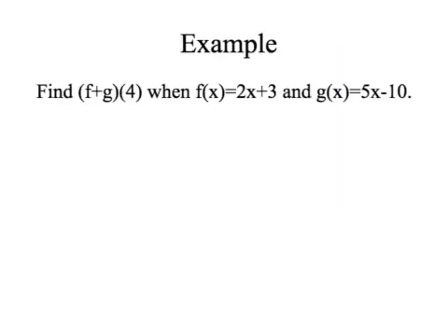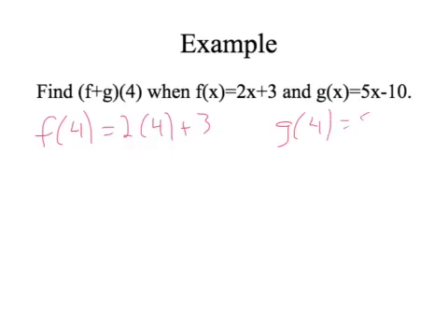So for example, we want to find f plus g of 4 when f of x is 2x plus 3, g of x is 5x minus 10. So to do that, first we have to find f of 4 and g of 4. So to find f of 4, I want to take all my x's, replace them with 4. And then use order of operations to simplify.